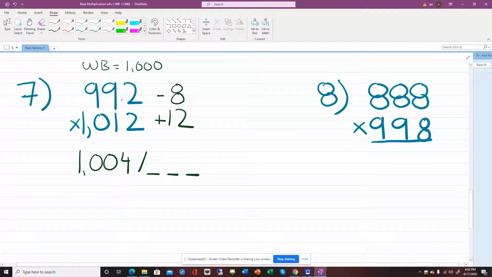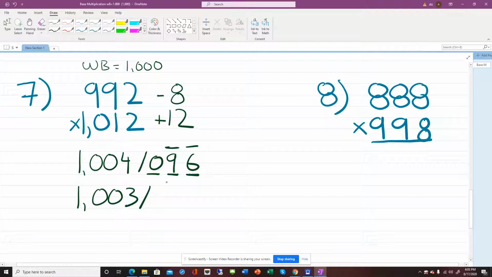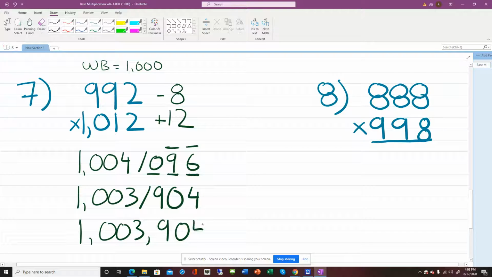They don't always have to cross subtract or cross add. You can just add or subtract these two and then add or subtract it to the base. So -8 times 12 is 96, but it's negative, so I put a bar here, 0. So I'm going to subtract 1,000, 1, 0, 0, 3. All from 9, last from 10. 9 minus 0 is 9. 9 minus 9 is 0. 10 minus 6 is 4. So final answer, 1,003,904.